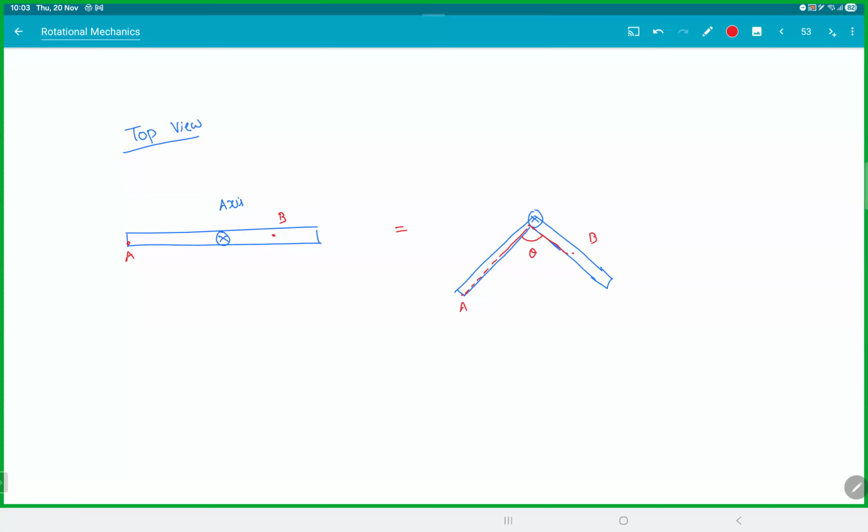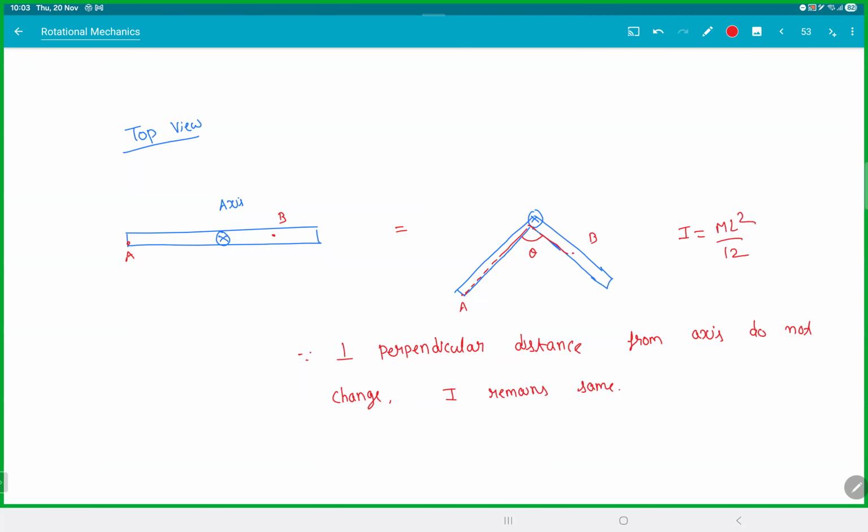It doesn't matter whether you keep the rod right, left, or something. As long as you keep the distance the same, it won't matter. Since perpendicular distances from the axis do not change, I remains the same. So when you bend the rod in the middle, keeping the axis the same, this moment of inertia will still be ml square by 12, as for a horizontal rod. Easy?